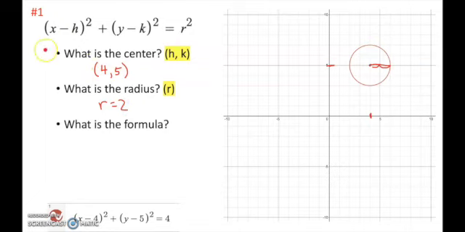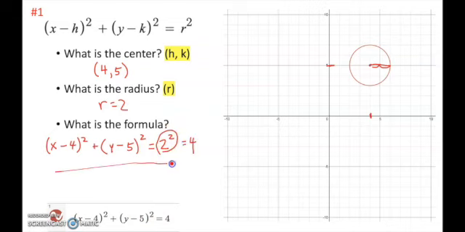So let's go ahead and plug our variables into our formula to find it. X minus h, our h is going to be 4 squared, plus the quantity y minus k, y minus our k is 5 squared, is equal to r squared, and it's going to be 2 squared. So we can rewrite this as x minus 4 squared plus y minus 5 squared is equal to 2 squared, which is actually 4. So here's the equation of our circle.